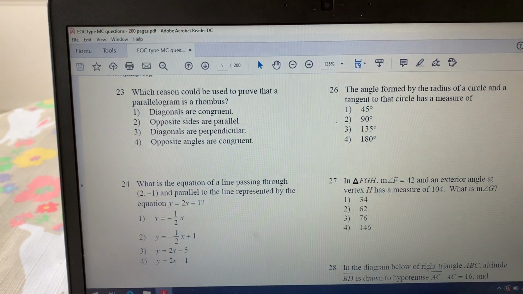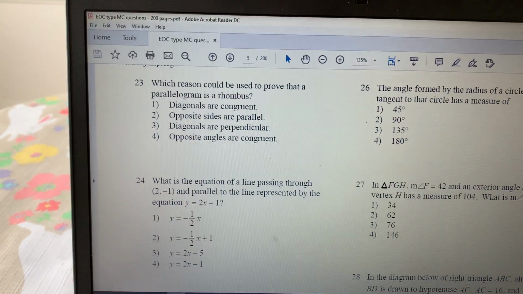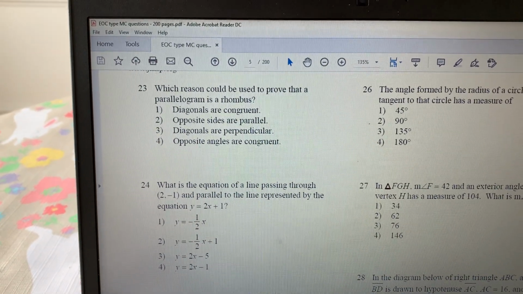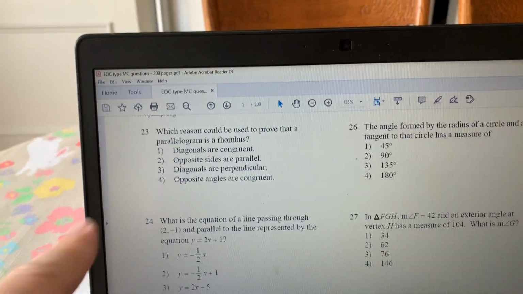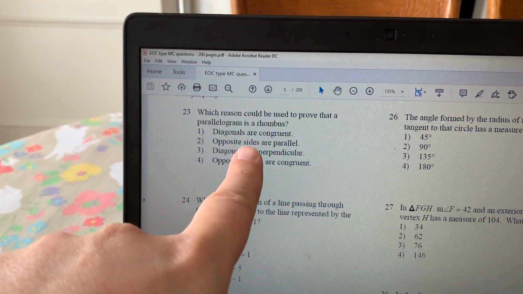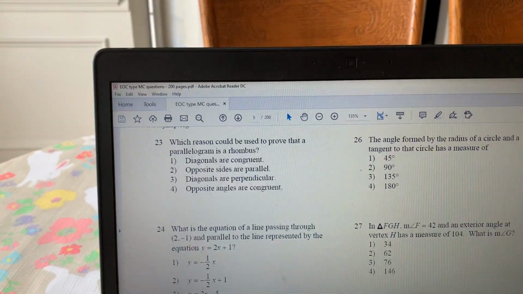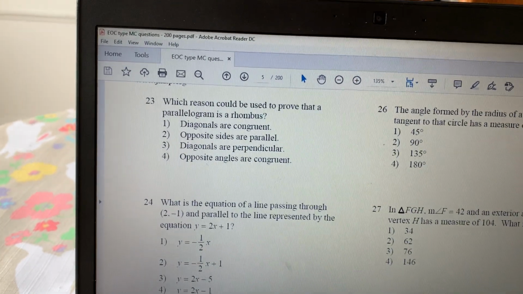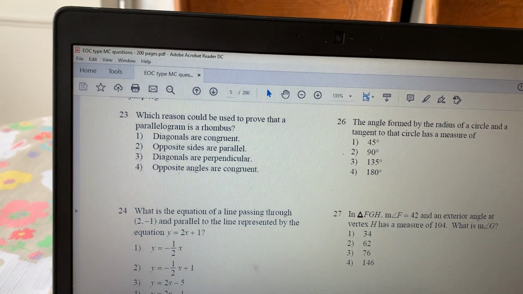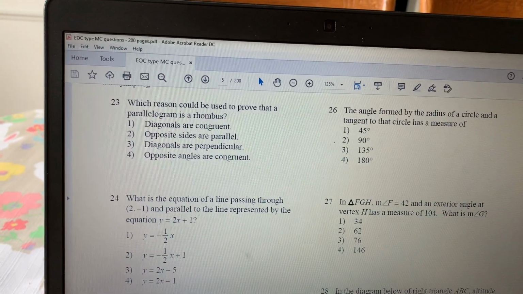if we had gotten this on the EOC, we didn't really talk about rhombus as separate from parallelograms this year. But you've got your 4 answer choices. Two of the things we learned about parallelograms are that the opposite sides are parallel, which is where parallelogram comes from, and opposite angles are congruent. Those are true about a parallelogram. Again, all parallelograms are not necessarily a rhombus. A rhombus has other qualities that make it a rhombus, mostly that all 4 sides are the same length.